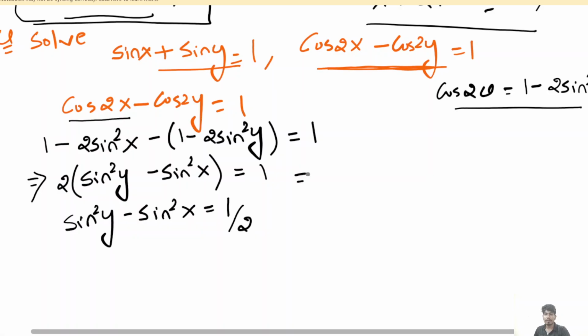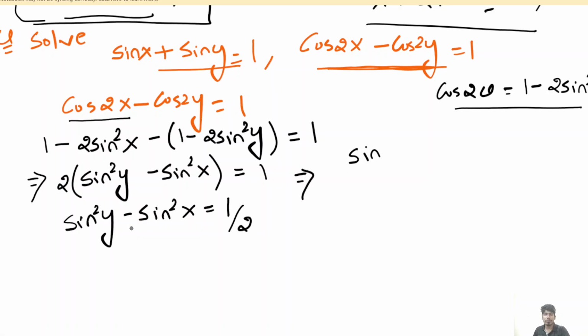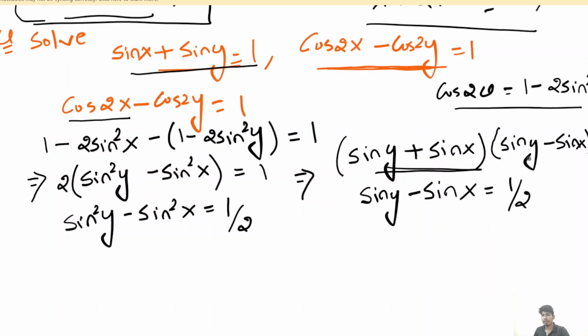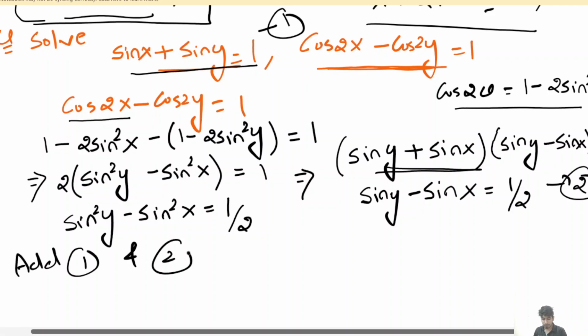Then this implies, a square minus b square is a plus b times a minus b, so sin y plus sin x times sin y minus sin x is equal to half. And we know sin x plus sin y is 1. Then what is the value of sin y minus sin x? Sin y minus sin x is equal to half, because this is 1. Then add equation 1 and equation 2. Add 1 and 2, what do we get?